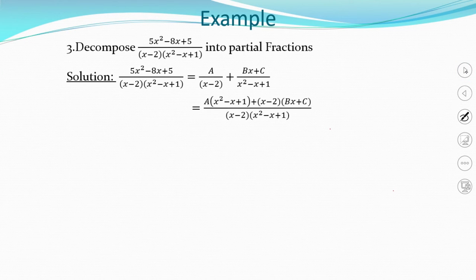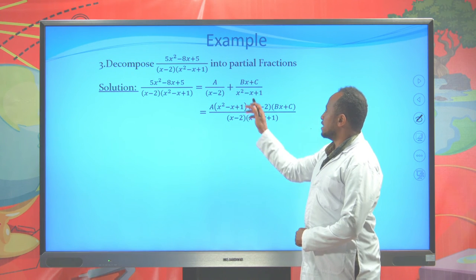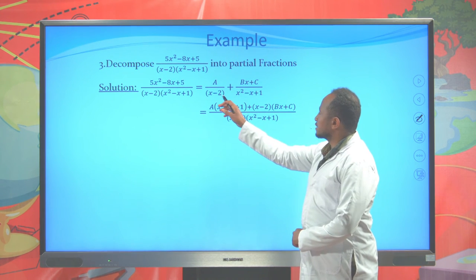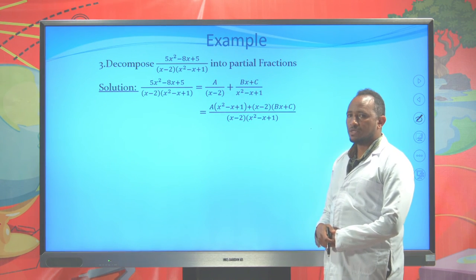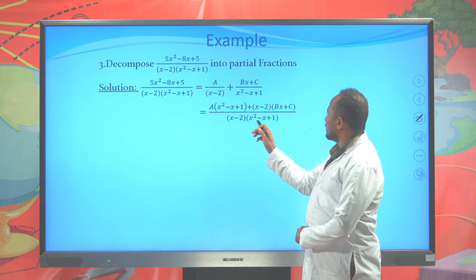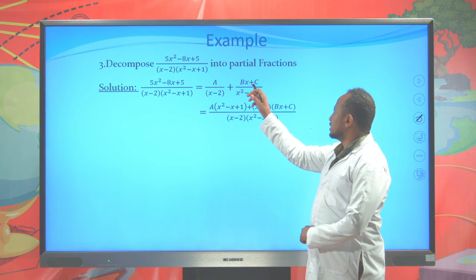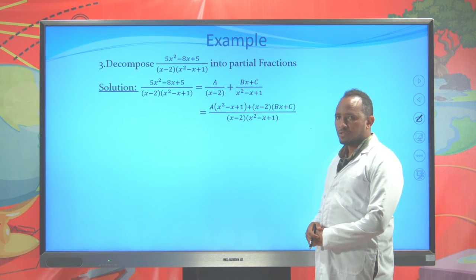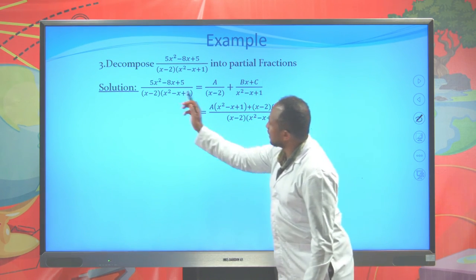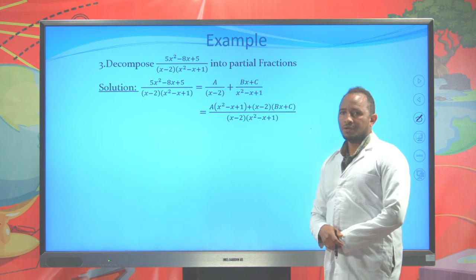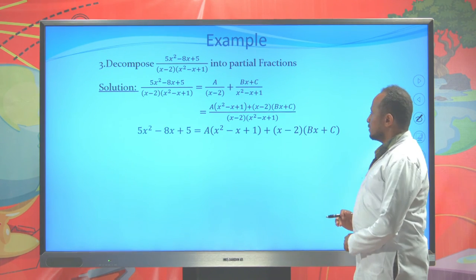So to find this, let's combine these two. This expression is equal to, when you combine these two, the product of the two. Divide this by x minus 2, you have only this one, multiplied by a times x squared minus x plus 1. Plus, when you divide this expression by x squared minus x plus 1, you have only x minus 2, so multiply bx plus c by x minus 2. You'll have this. Since these two expressions are equal, the numerators must be equal since their denominators are equal.